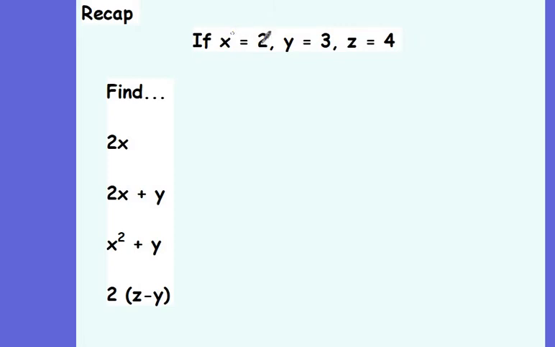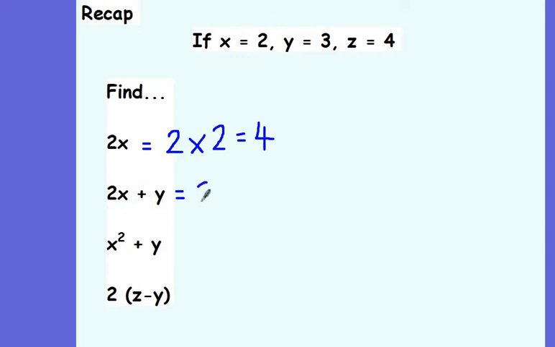If I've got that x is equal to 2, y is equal to 3, and z is equal to 4. If I want to find 2x, that means wherever I see the letter x, I need to put in the number 2. So 2x is going to be equal to 2 lots of x, or 2 times 2, which is going to be 4.